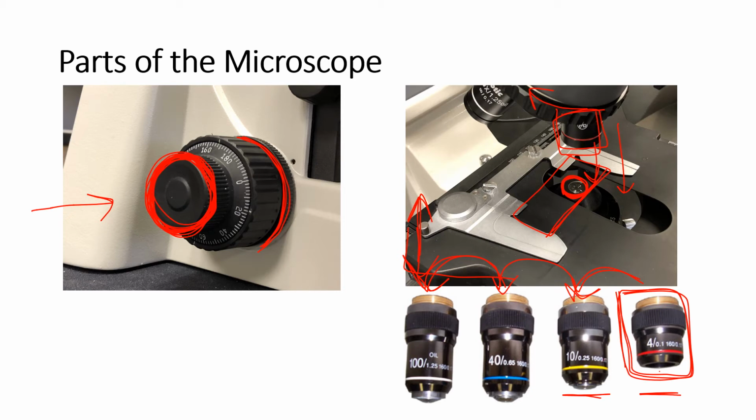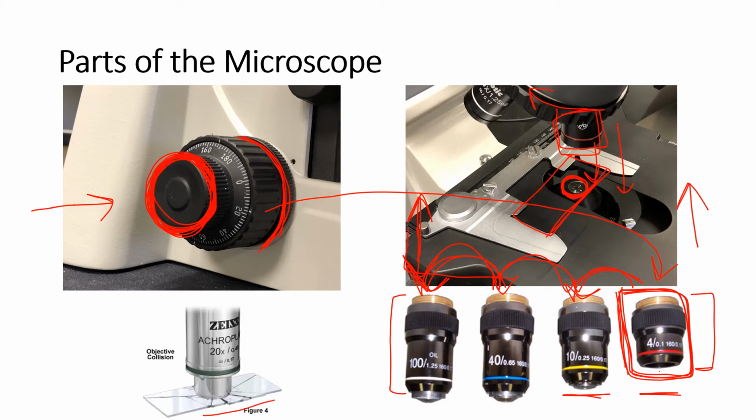So it's really important to note that you only use coarse focus when you are initially focusing the scanning objective, the lowest objective. When you have moved to one of the higher objectives, the 40 times or the 100 times, notice that these objective lenses are physically longer than the scanning one. And if you actually use the coarse focus and move the stage up, you risk breaking the slide.